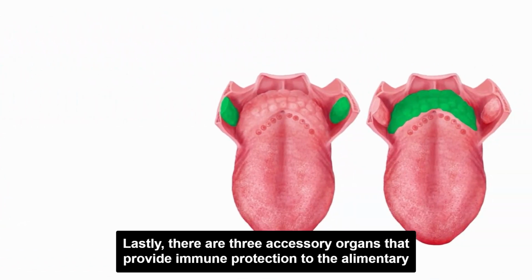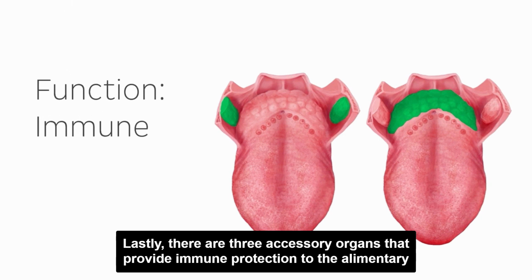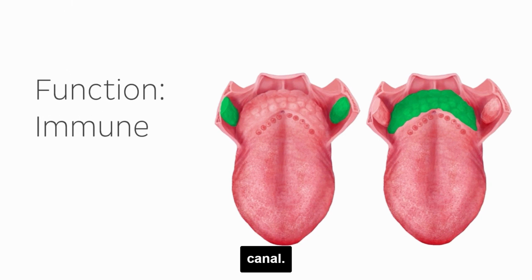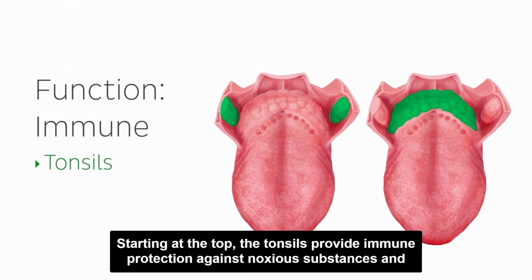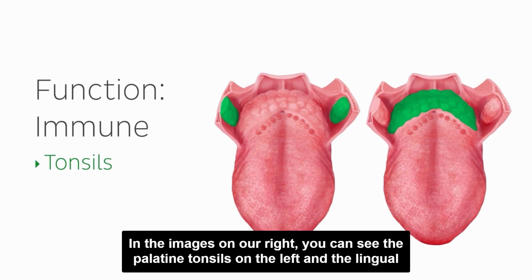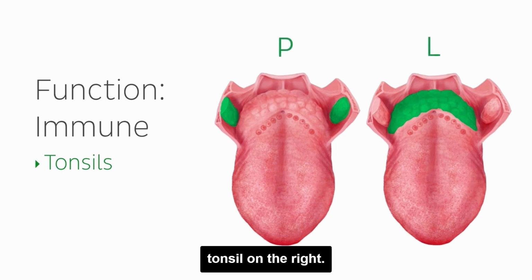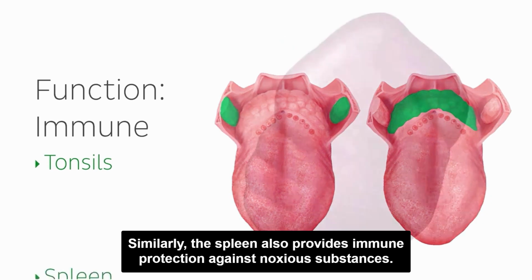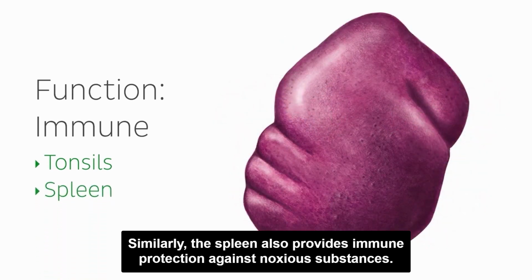Lastly, there are three accessory organs that provide immune protection to the alimentary canal. Starting at the top, the tonsils provide immune protection against noxious substances and the byproducts of the food bolus. In the images on our right, you can see the palatine tonsils on the left and the lingual tonsil on the right. Similarly, the spleen also provides immune protection against noxious substances.